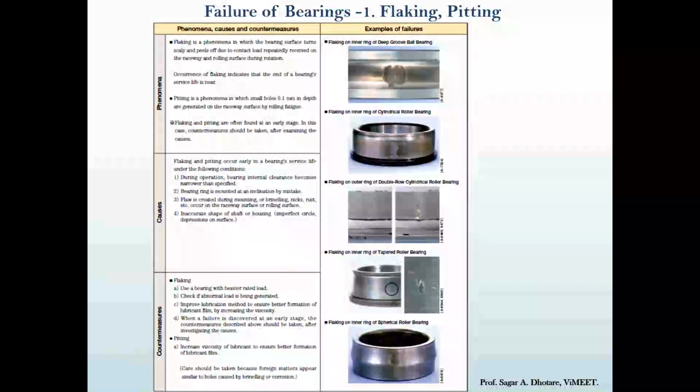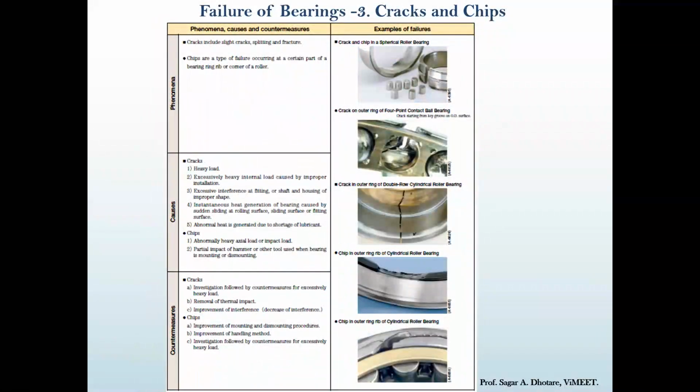Next step, the cracks and chips. The cracks include slight cracks, splitting, and fracture. So initially crack propagation can occur, and it converts into slight cracks, splitting, and the final outcome is a fracture. In figures 1, 2, and 3, you can look at the failure of the roller due to the crack.